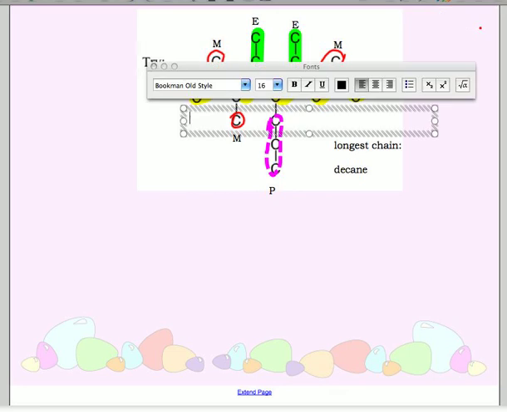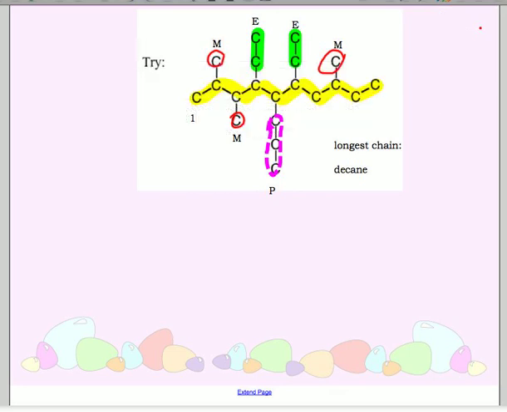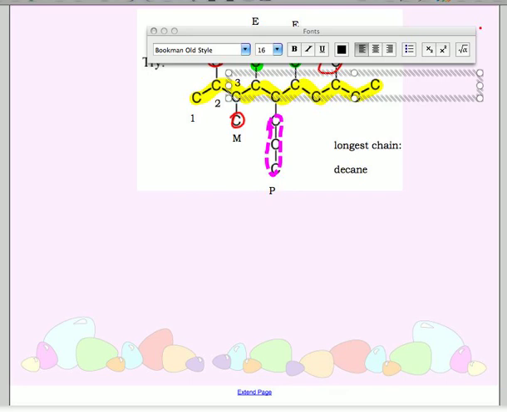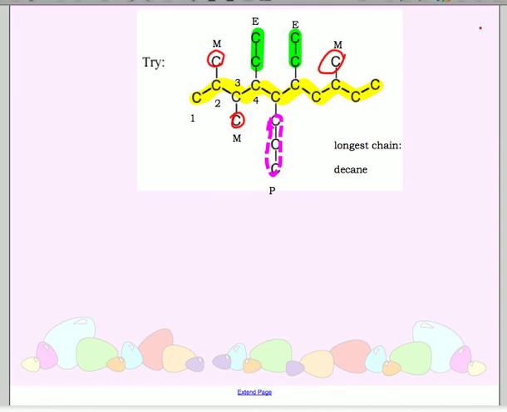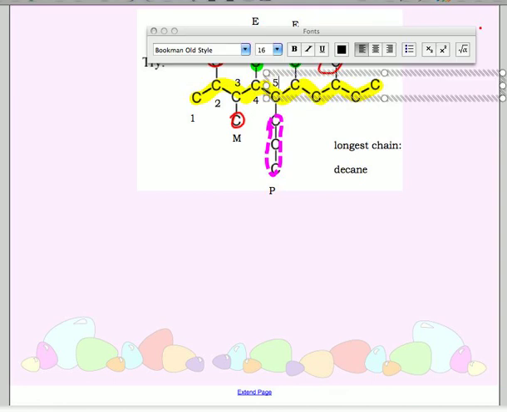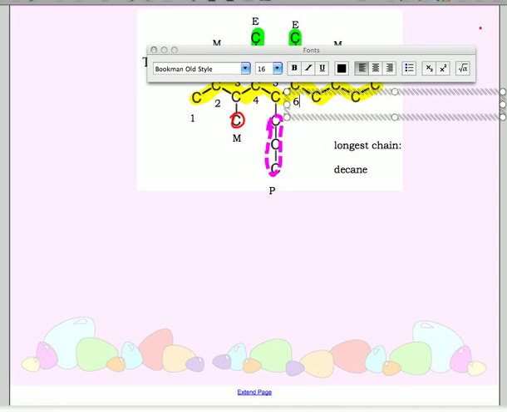So if we number from this end, you're going to get lower numbers overall, which is what you want. You can try it from the other end, but what you're looking for is that when you add up all the numbers, they would be lower, and you get lower numbers numbering from the left.